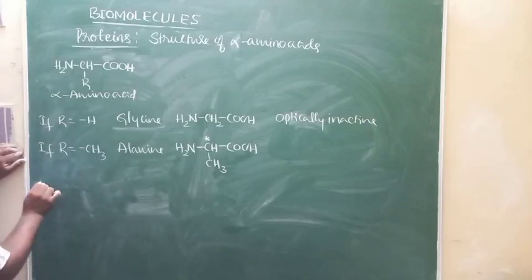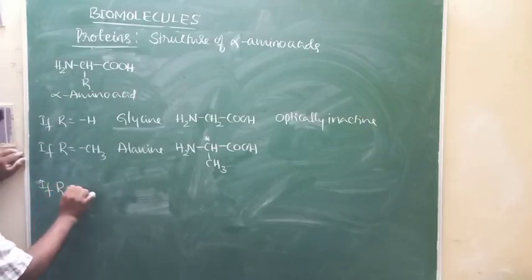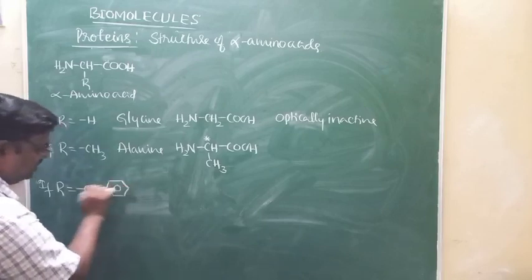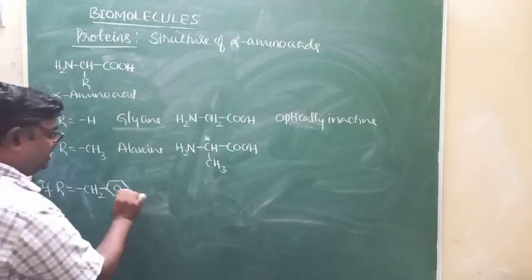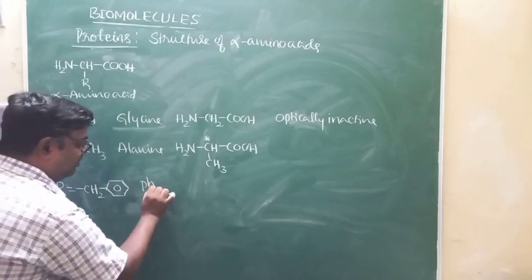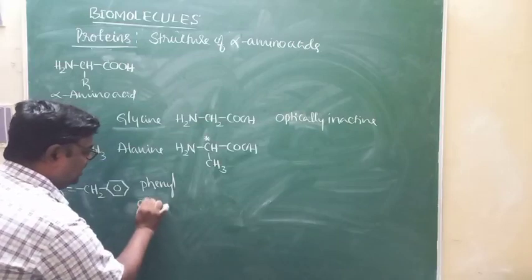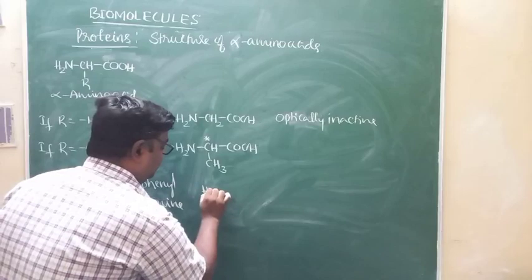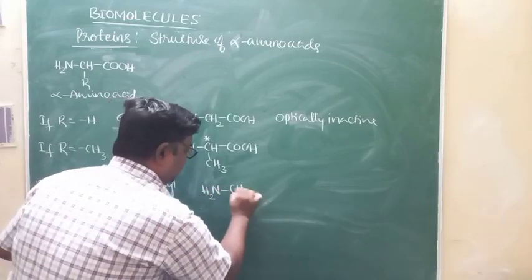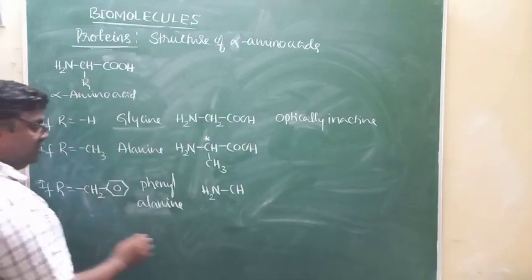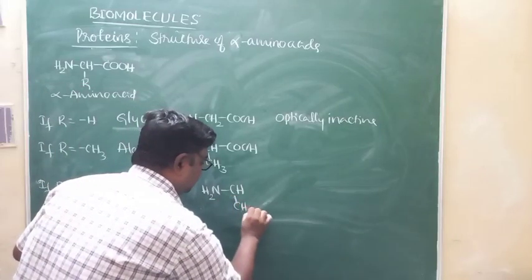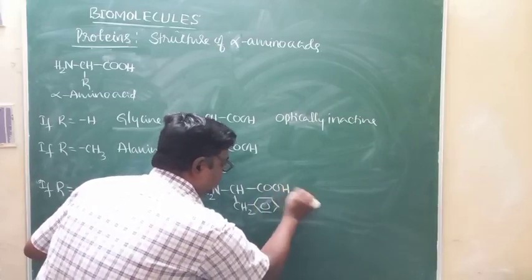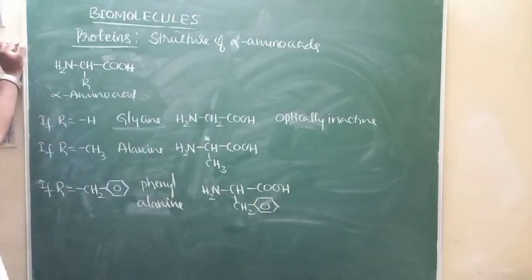Look at this. If R is equal to CH2C6H5, then it will be phenylalanine. And of course the structure will be NH2CH, and in place of R we put CH2C6H5, and of course COOH. This is what we call phenylalanine.